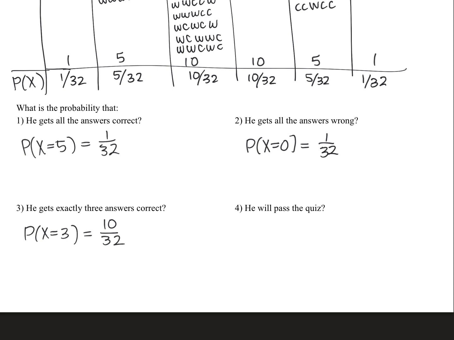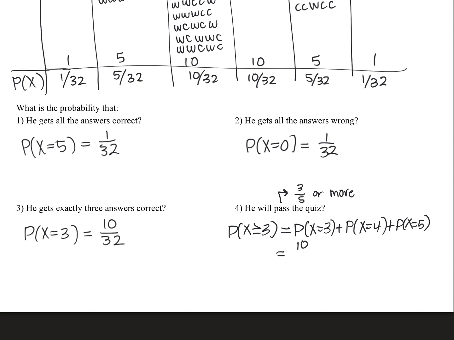And then the probability he will pass. On a 5-question quiz, 3 out of 5 or more is passing. So that's the probability x is greater than or equal to 3, which is the probability x equals 3 plus the probability x equals 4 plus the probability x equals 5. So 10 out of 32 plus 5 out of 32 plus 1 out of 32, which is 16 out of 32, which is half. So 50% chance that he passes, which you would think would be different considering it's a 5-question test, but it ends up being 50%.